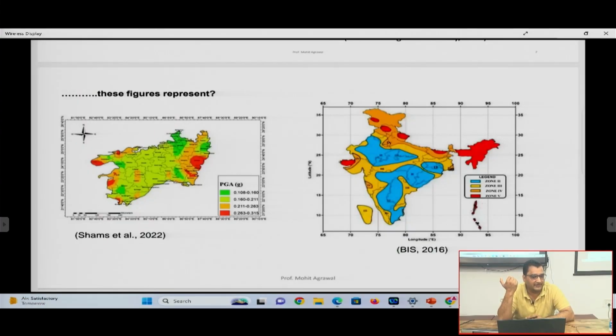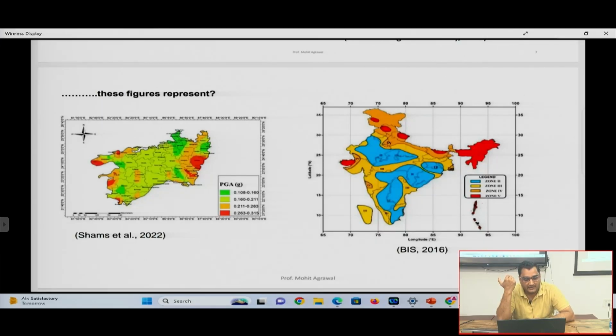This is the seismic zonation map. Very good. So this is the seismic zonation map of some study region. The right one you can easily figure out. It is the seismic zonation map of India, and it was published in 2016 by the Bureau of Indian Standards, which is almost similar to the map that was published in 2002.